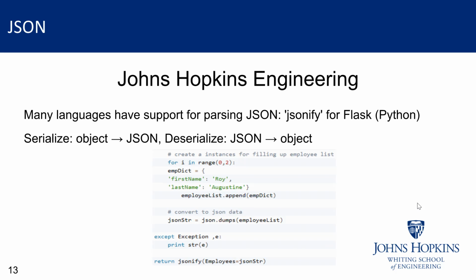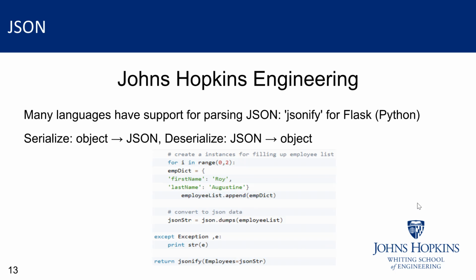So again, to serialize an object means to take an object in the language of your choice and convert it to JSON. You transmit it somehow to some consumer. And on the other end, they're going to deserialize it or parse it from JSON back into an object in the language of their choosing. So I wanted to give you an example.